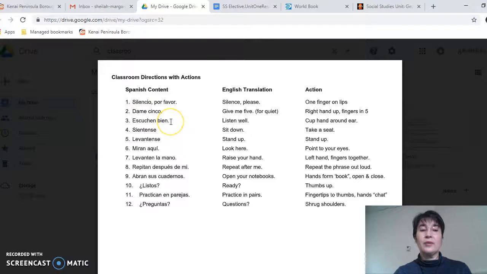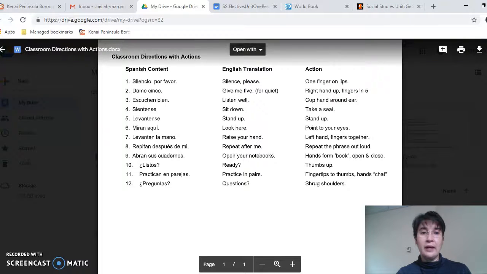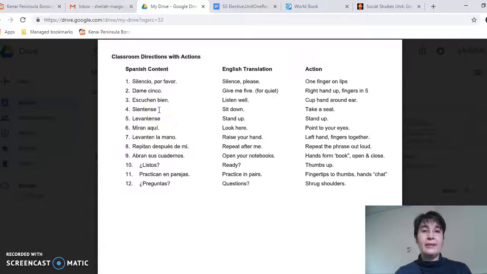Number 3 here is escuchen bien. Escuchen bien. Escuchen bien means to listen well. To listen well, and an easy way to do that as far as hearing and listening well, maybe cup your hand around your ear is the action to help you remember that. Let's see if I can help you guys see a little more of this. There we go. Number 4 is siéntense.